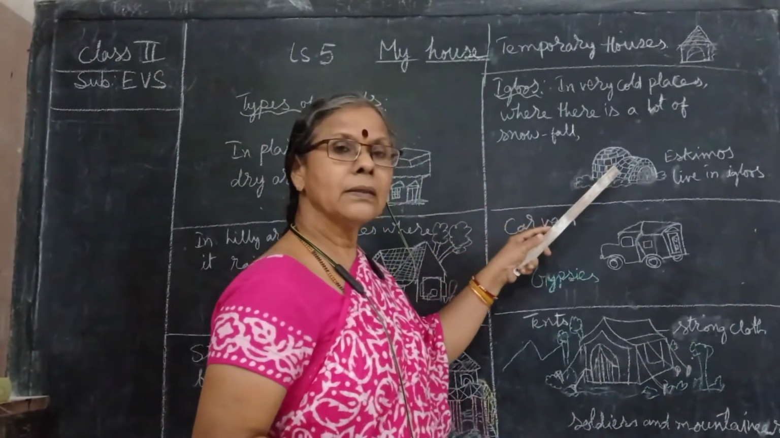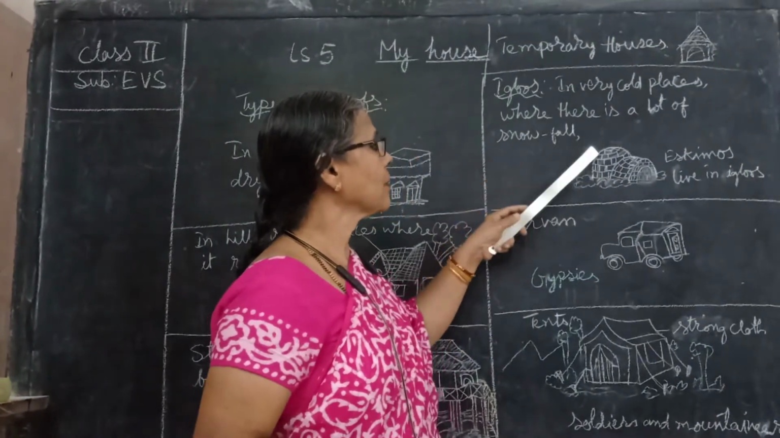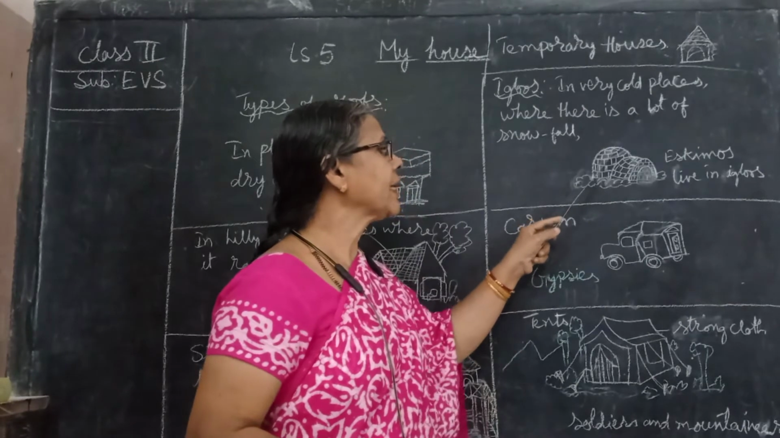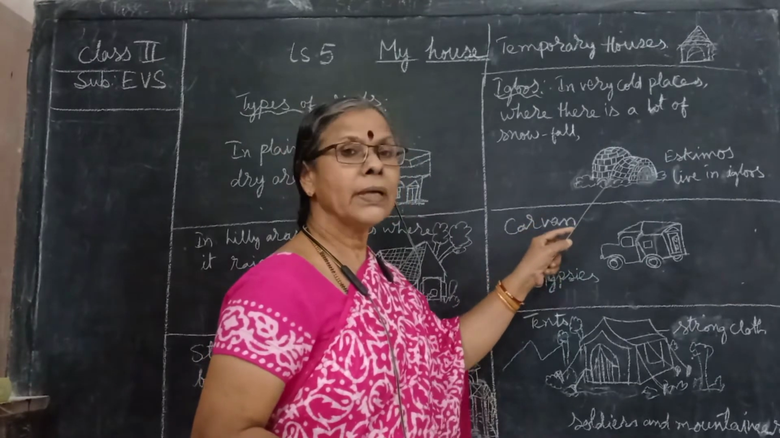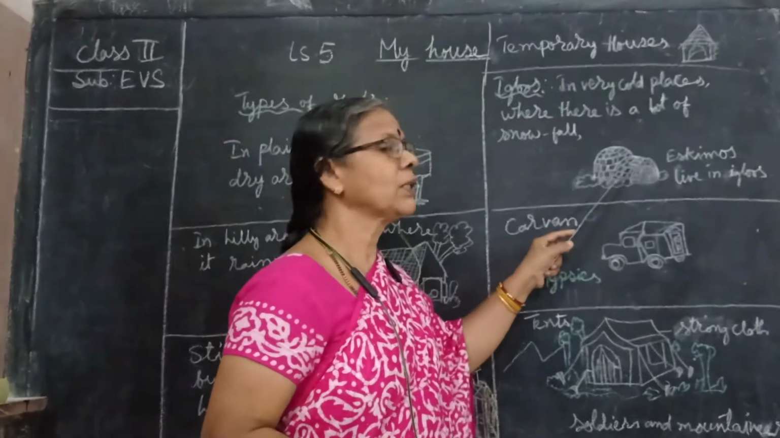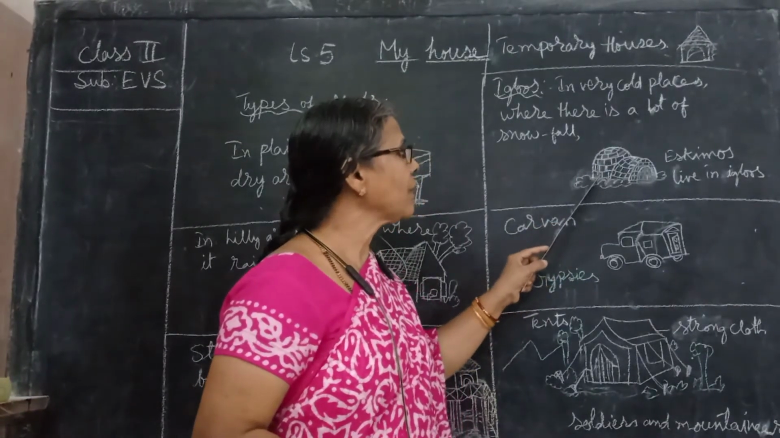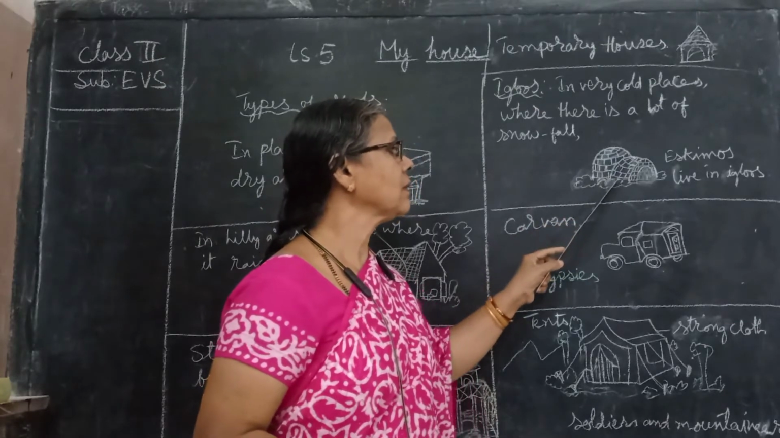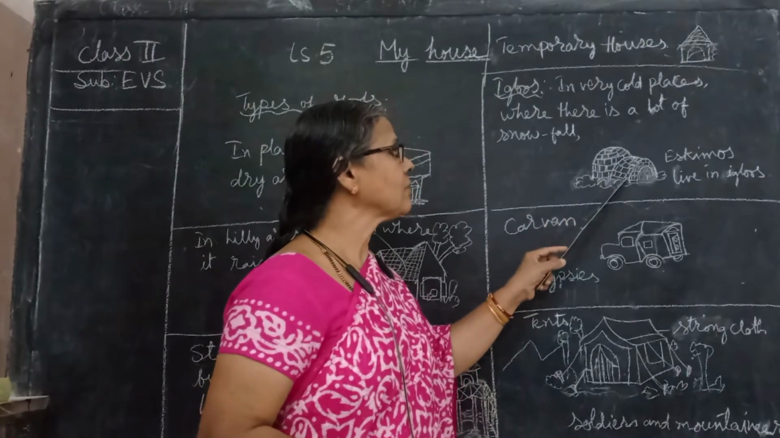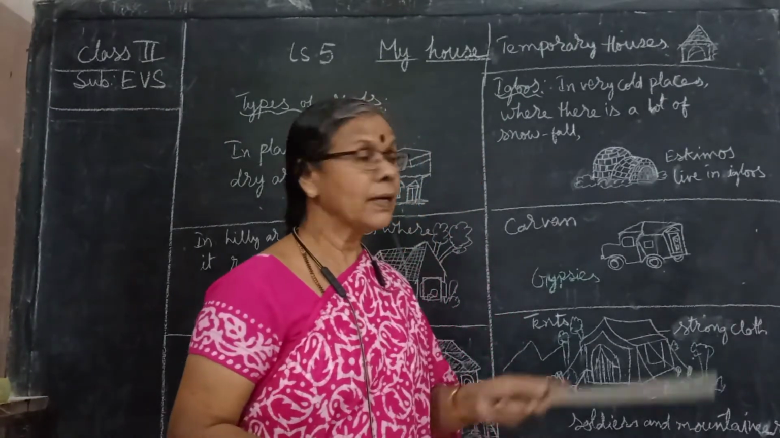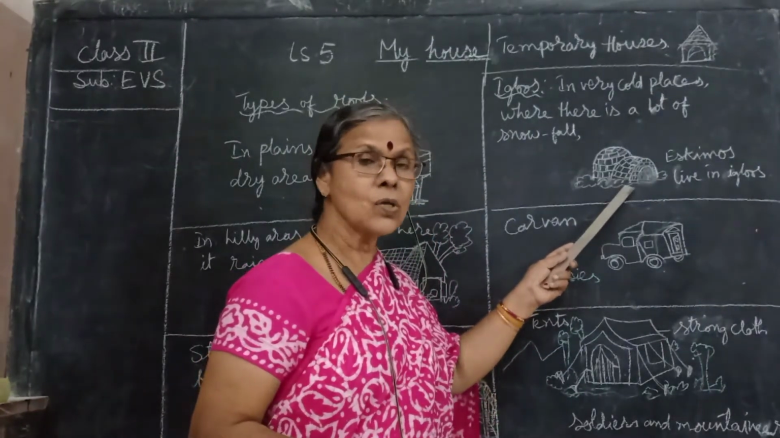So why? Because if there is snowfall, it should fall down. It should not be collected over the top of the roof. So that is why you can see the igloo is in a half circle, isn't it? So who is living in this type of igloo house?